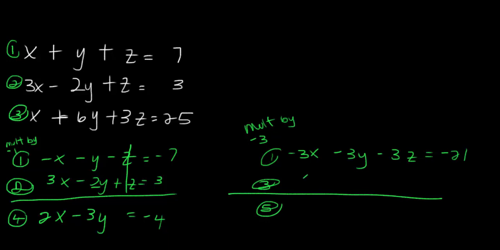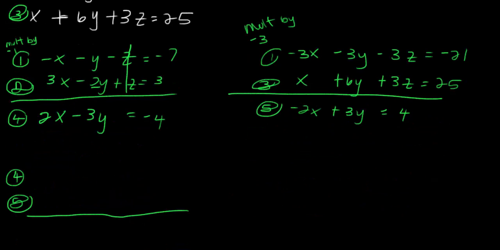And so now I'm just going to write the third one down, x plus 6y plus 3z equals 25. So I add it together and I get -2x plus 3y equals 4. And now I'm going to write down equations 4 and 5.